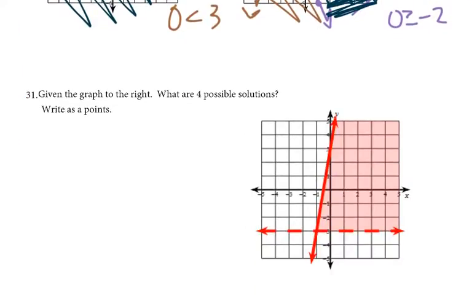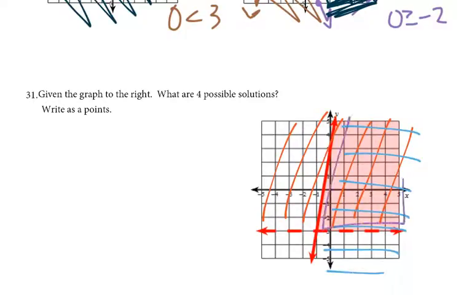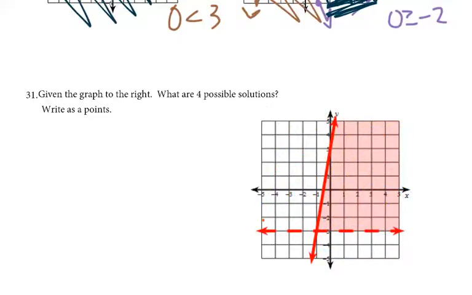Alright, so 31, it says, given the graph to the right, what are 4 possible solutions? And write them as points. So, in a system of inequalities, where they're both shaded is where we're looking. Okay? If I were to draw this myself, I would probably have written it like this, and like this. So the double shaded portion is just shown like that. So where are my solutions going to be? They're going to be, for both of them, in these shaded points. So any of these points in here, we can choose. And you only need 4 of them.